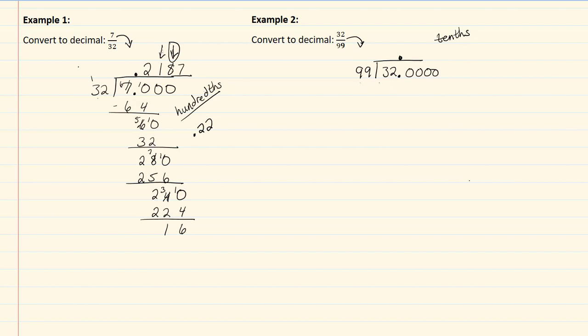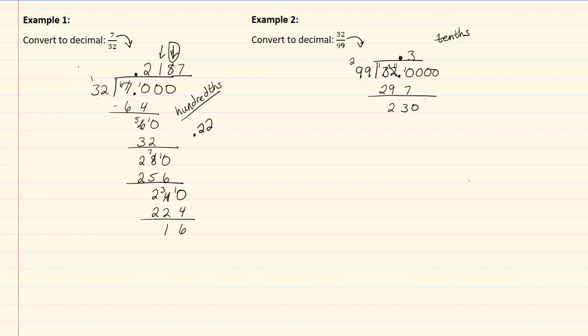99 is not going to go into 32, so we're going to have to try the next number of 320. And 99 is really close to 100, so I'm going to think that that's going to go 3 times. So 3 times 9 would be 27, plus 2 would be 29. Now it looks like I need to do some borrowing here. So 10 minus 7 is 3. 11 minus 9 is going to be 2. So I have 230 when I bring down my next zero.